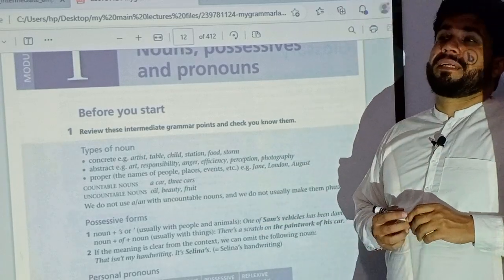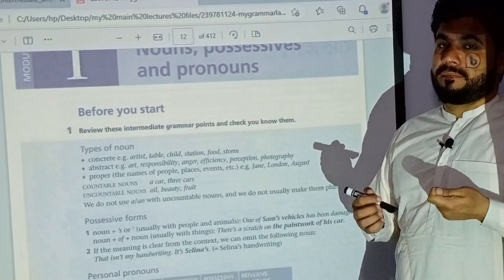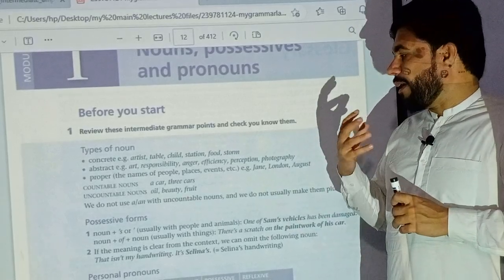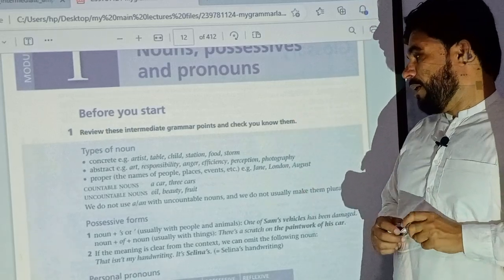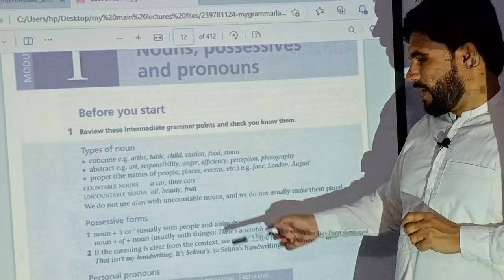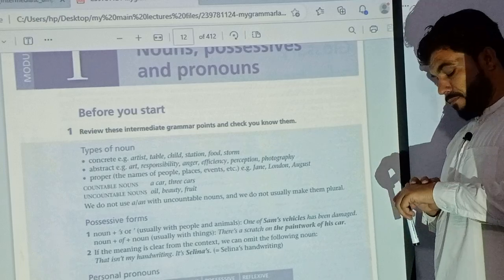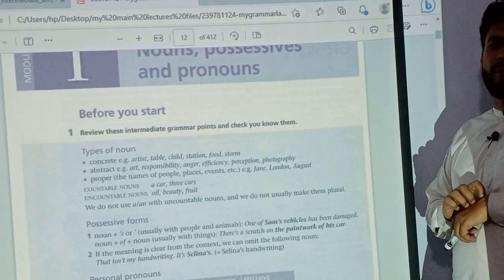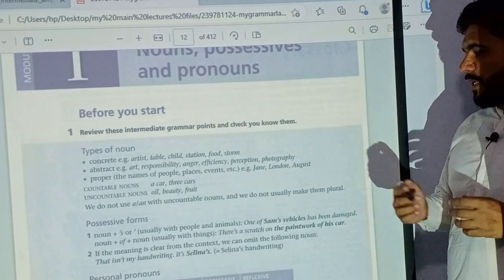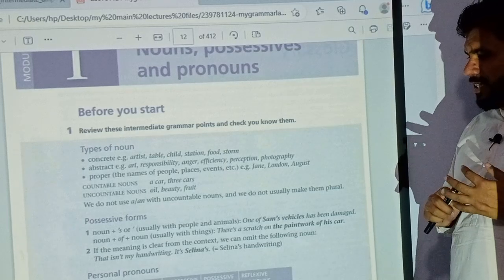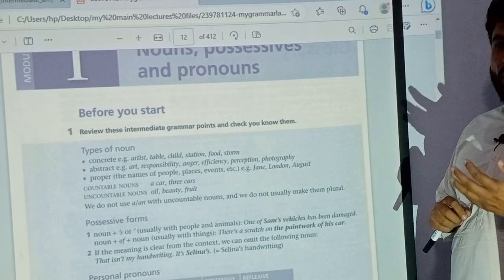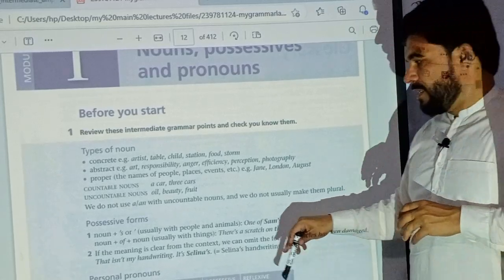So countable noun means nouns that you can count. And uncountable nouns, you cannot count them, like oil, beauty, fruit and all that. We do not use a or an, these indefinite articles, with uncountable nouns, and we do not usually make them plural. You cannot use an indefinite article with them, and you cannot make them plural, and they're always used in the singular form, and they always take a singular verb. So I hope this makes sense.